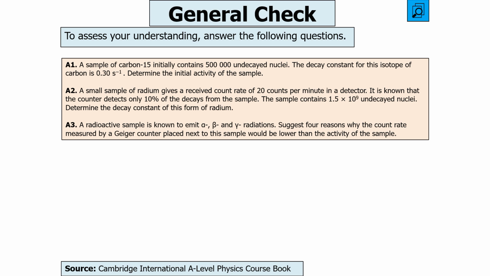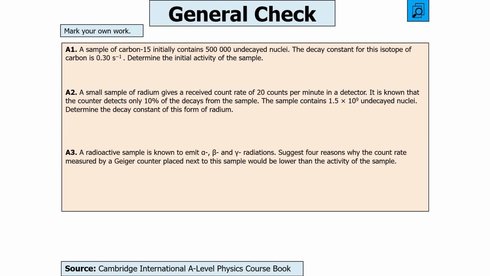Then a radioactive sample is known to emit alpha, beta and gamma radiations. Suggest 4 reasons why the count rate measured by a Geiger counter placed next to the sample will be lower than the activity of the sample. So pause the video now, then unpause the video when you want to go through your answer.